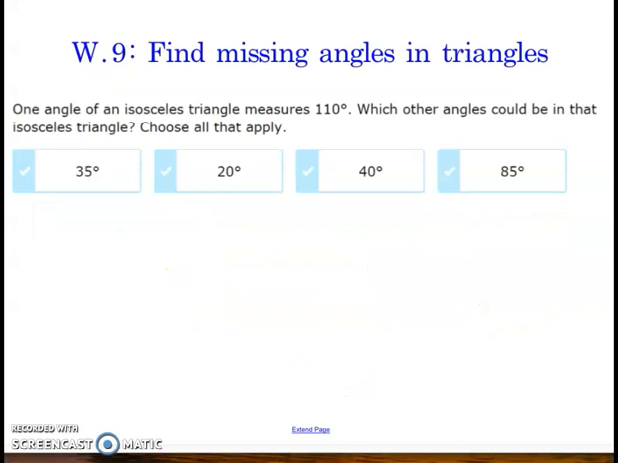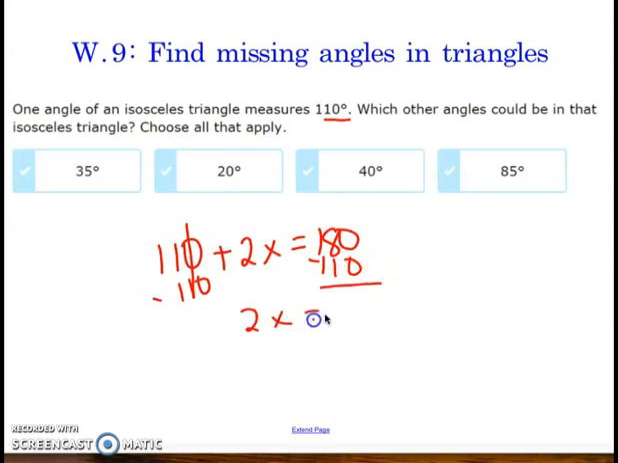Another example like that, so isosceles triangle, remember 2 angles are the same, and the one angle is 110. I can only have one 110 degree angle. If I have another one that's 110, that would not make a triangle. So I know it's 110 plus 2x has to equal 180. I subtract 110 from both sides and I get 2x equals 70. I divide by 2 to both sides and I get x to equal 35. So 35 is the only option for the other 2 angles.